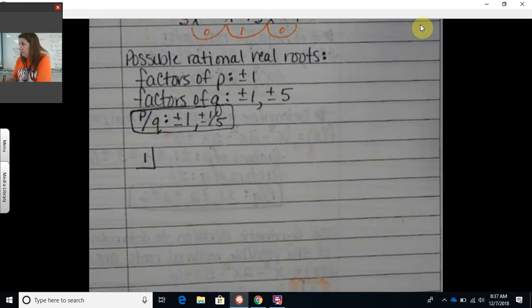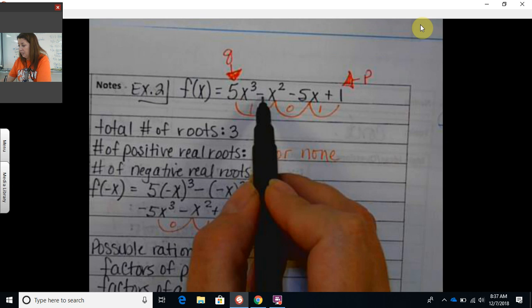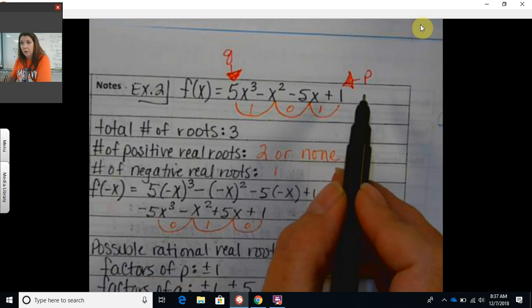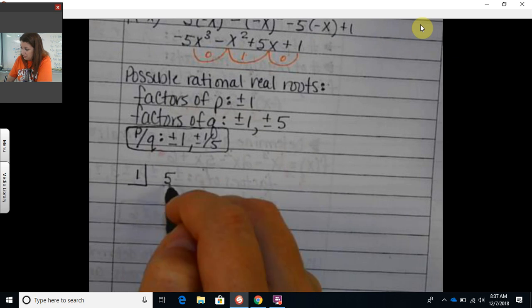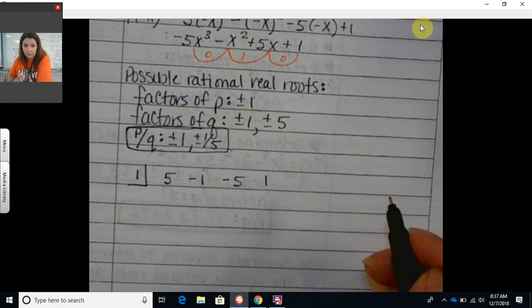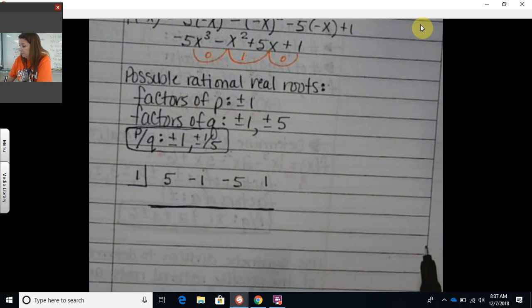And remember, get your coefficients from your original. I'm not going to rewrite it down here, but I've got 5, negative 1, negative 5, positive 1. If you're going to forget where you got those numbers, when you go back and look at your notes, make yourself a little note. So, coefficients of the original is how I'm getting these numbers. 5, negative 1, negative 5, positive 1. Then we skip a line and draw a line. Now remember how to start it off?